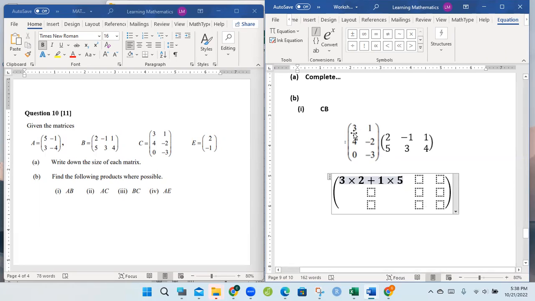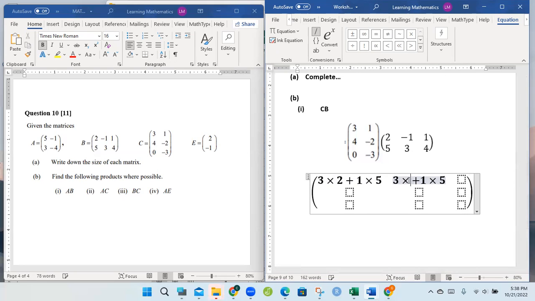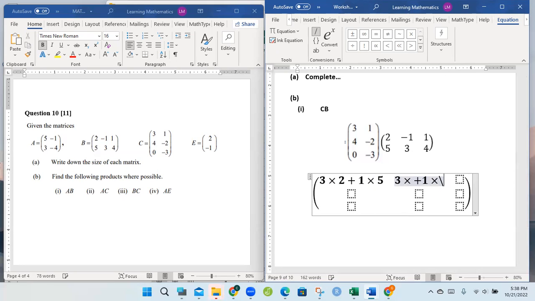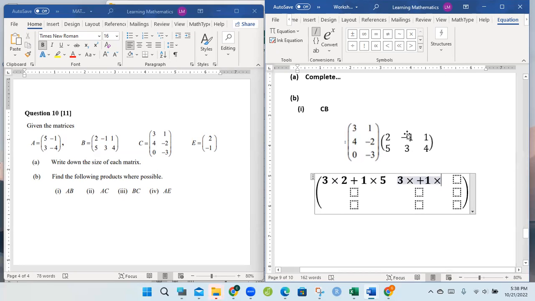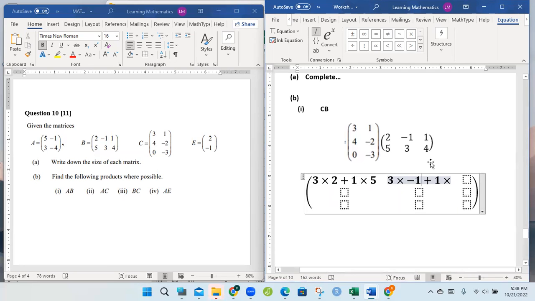Now I'm going to continue that row. So I'm going to use that same row for that column. So it's the same 3 and the 1, but I'm going to work with the -1 and the 3 now. So 3 times -1 and 1 times 3.